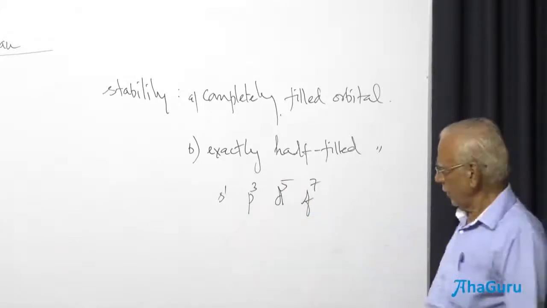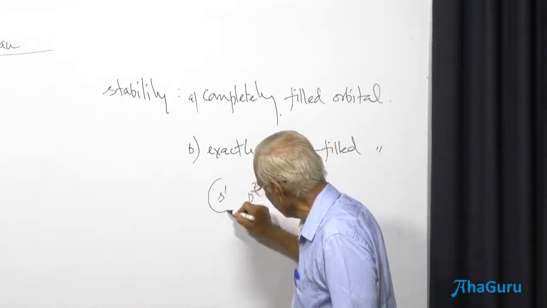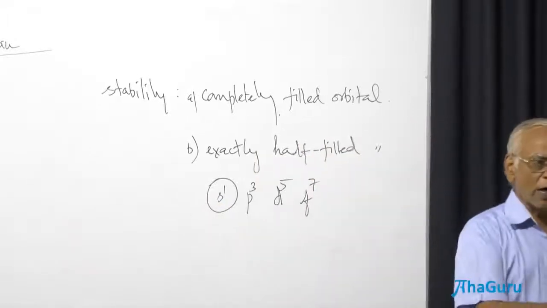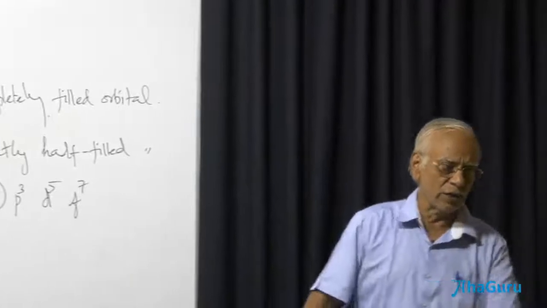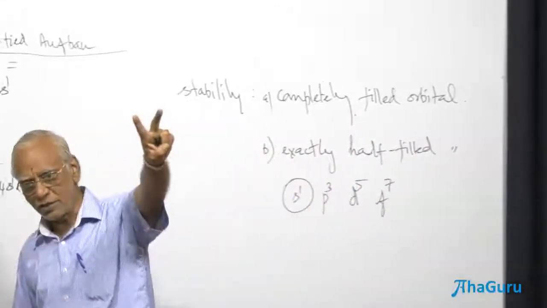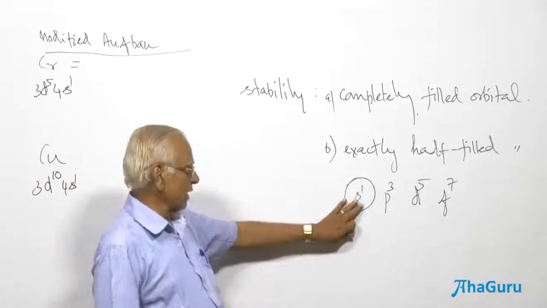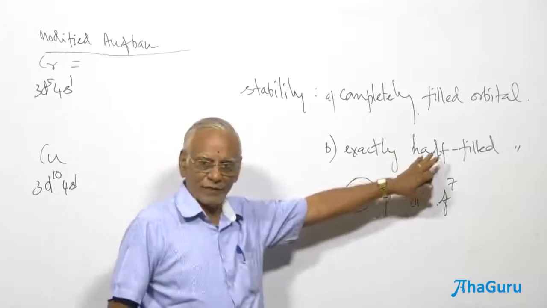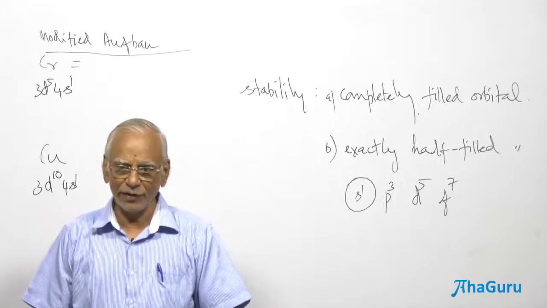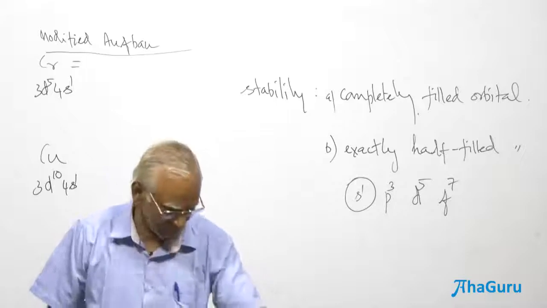Now, for the sake of convenience and for reasons known to us, we are going to exclude this s1 orbital. It is not to be considered as a half-filled orbital at all, though in terms of arithmetic the maximum number is 2, half of that is 1. There is no stability, we will come back. When I say half-filled orbital, it is always with reference to the p orbital, d orbital and f orbital. P3, d5, f7 are going to be more stable.